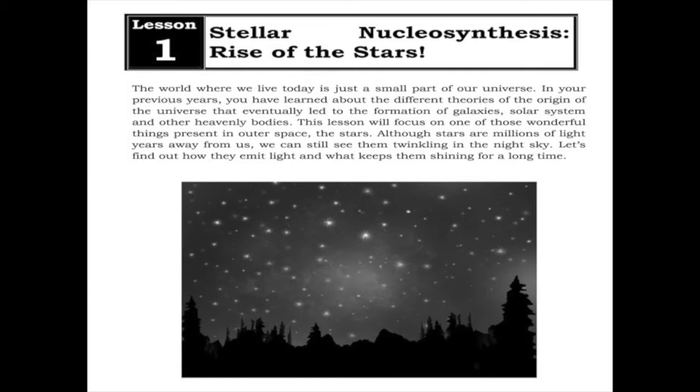The world where we live today is just a small part of our universe. In your previous years, you have learned about different theories of the origin of the universe that eventually led to the formation of galaxies, solar system, and other heavenly bodies. This lesson will focus on one of those wonderful things present in outer space, the stars. Although stars are millions of light years away from us, we can still see them twinkling in the night sky. Let's find out how they emit light and what keeps them shining for a long time.